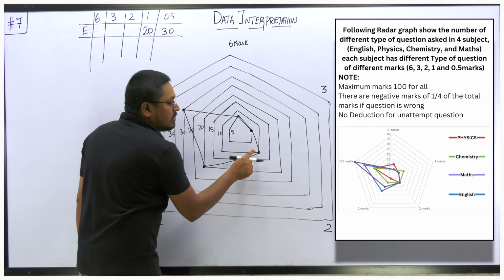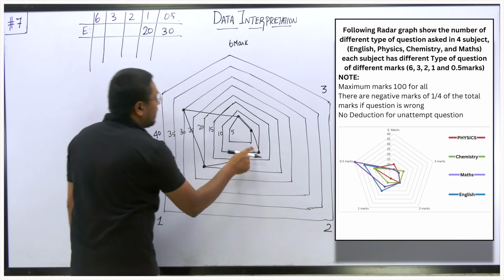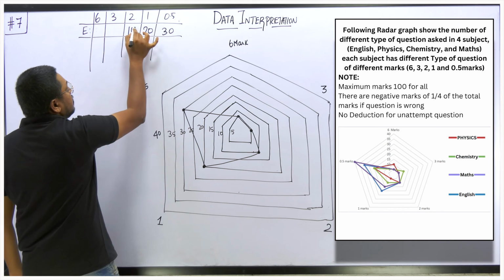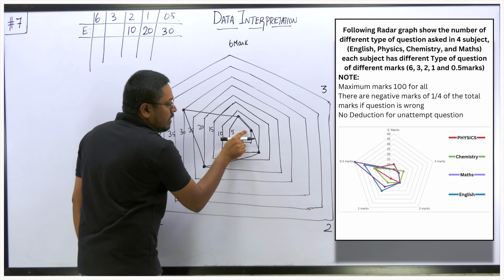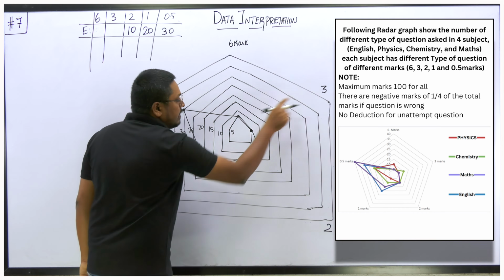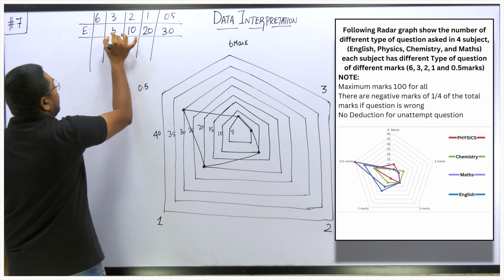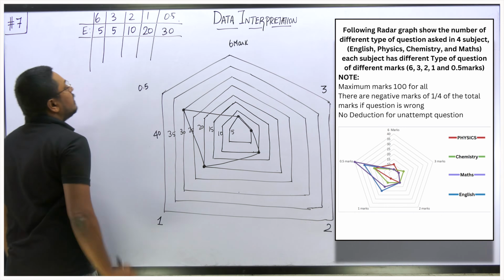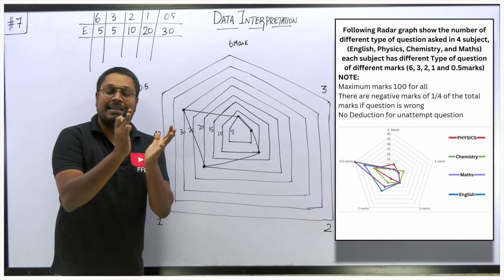So on the second pentagon, for the 2 mark question, how many questions have they asked? 10 questions. So 10 questions from 2 mark, right? And again, this pentagon denotes 5 questions. So 5 questions were asked in 3 marks. So again, 5 questions were asked in 6 mark, right? So 5 and 5. That's it. So similarly, try to write all the chart values inside a table.